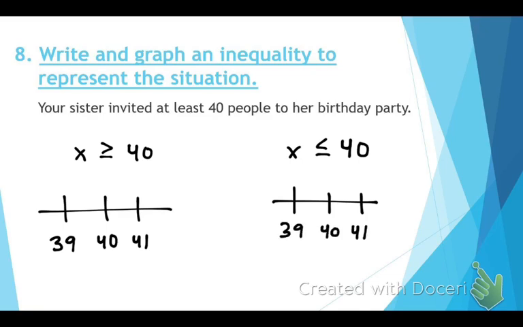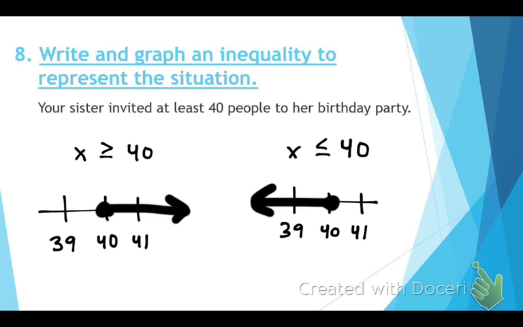Class, if she invited at least 40 people, could it have been exactly 40 people? Yes, so for the most part, I saw everyone had this. But these are the 2 separate signs that I saw. Some people said all solutions to the right. Some people said all solutions to the left. Here's what I want you to think about.